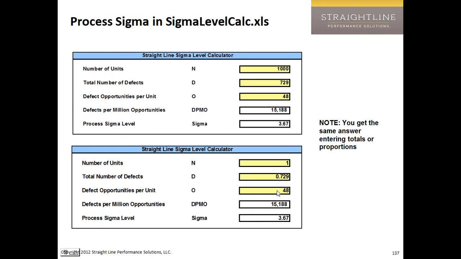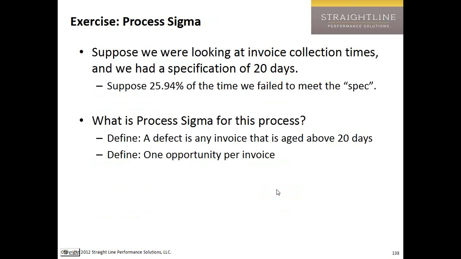All right. Now, I also want to demonstrate one other thing. Suppose we're looking at invoice collection times, and we have a specification of 20 days, and suppose that 29.94% of the time we failed to meet the spec. Define what my process sigma is for this process. Here we need to define a defect as any invoice that's aged above 20 days. So any invoice that ages above 20 days is counted as a defect. We're also going to define that there's only one opportunity per invoice.